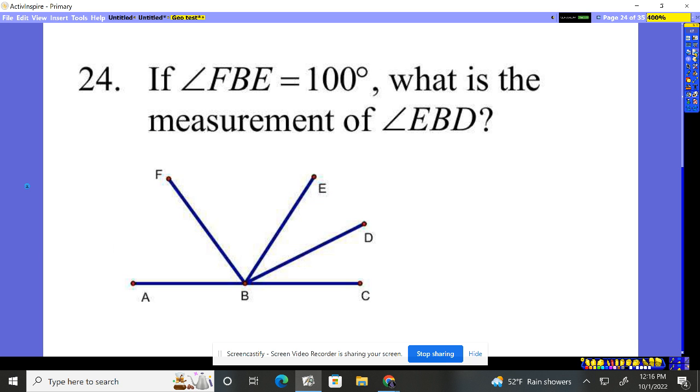FBE is 100. F to B to E. F, just trace it, to B to E. He's 100. And if he's 100, this guy was cutting the whole big angle in half, so this piece would be 100. Let's see what it asks me. What is E to B to D? Well, this whole piece is 100, but remember, he cuts it in half. So you have 50 and 50. So the E to B to D would be 50 degrees.